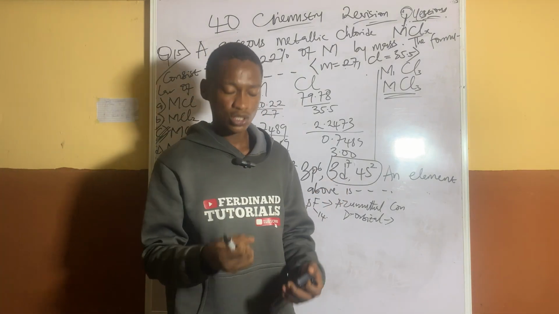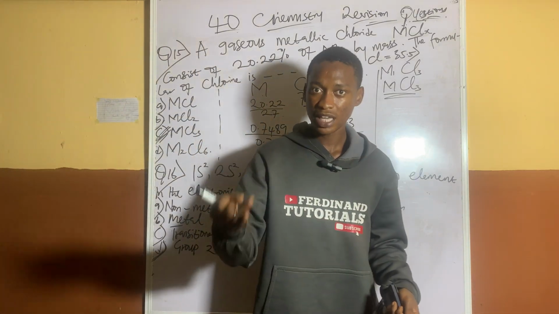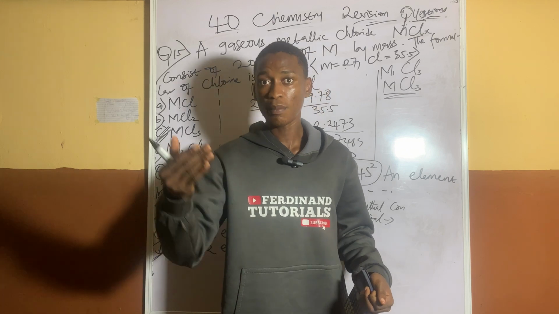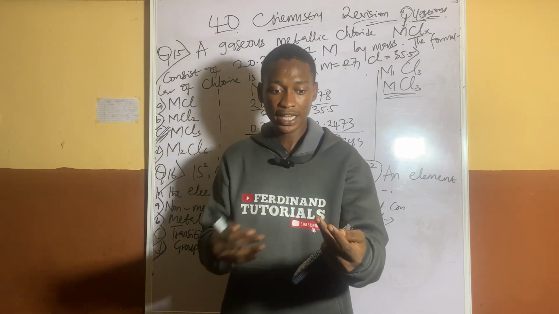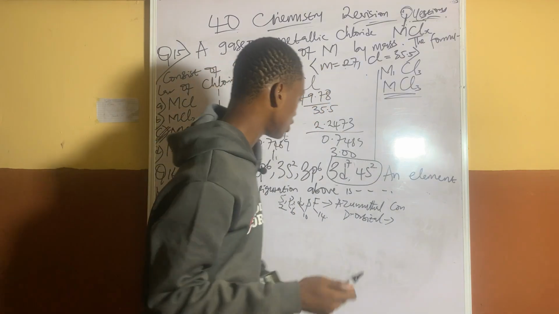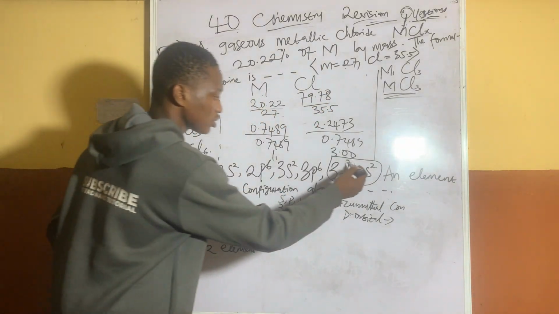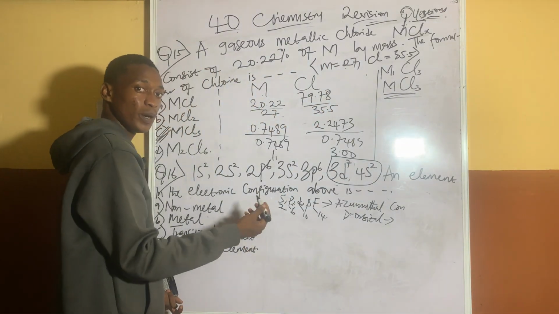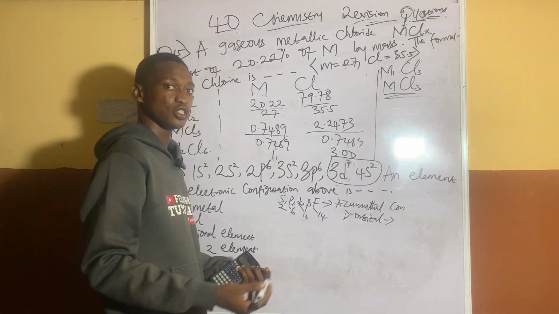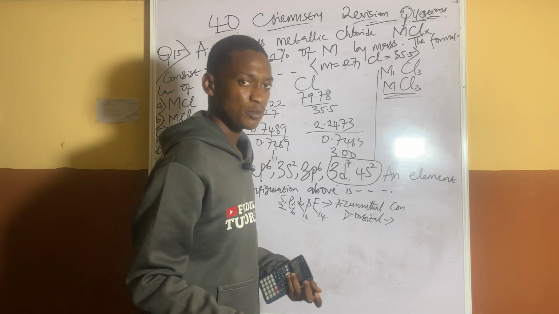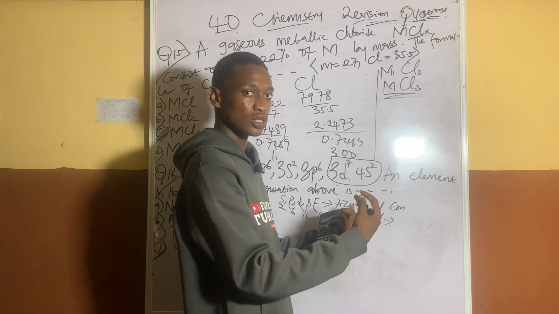Which element is up to 27? Scandium, titanium, vanadium, chromium, manganese, iron, cobalt. Cobalt is 27. Nickel, copper, zinc. So cobalt is 27, and cobalt belongs to what? Transition elements. You don't call them transition elements, you call them transition metals. Why are they transition metals? Because they belong to D orbitals. Are we there now?